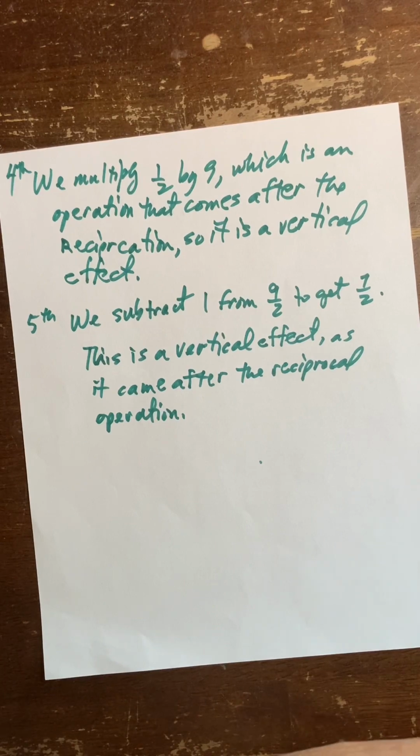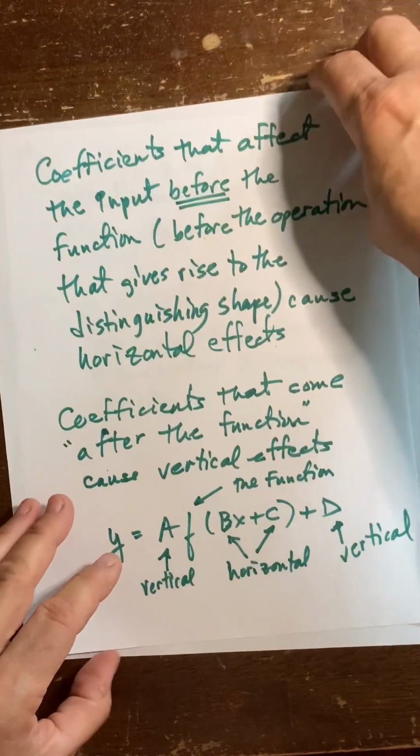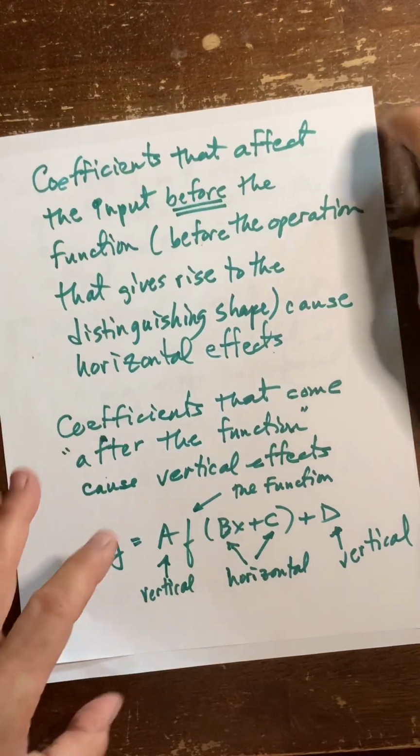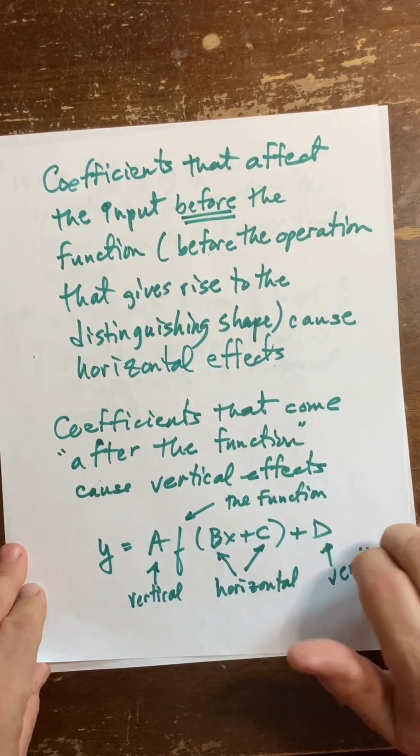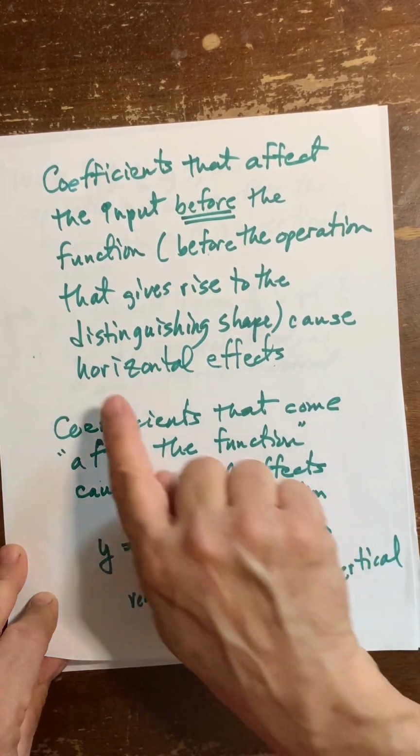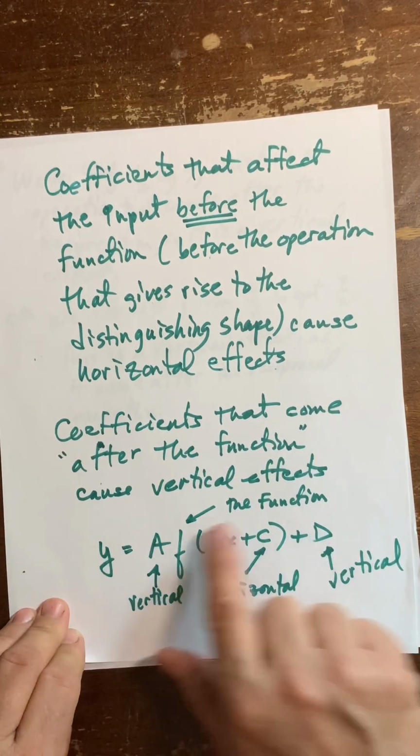And the basic recap is right here. Coefficients that affect the input before the function, right, before the operation that gives rise to the distinguishing shape of the graph, those cause horizontal effects, and coefficients that come after the function cause vertical effects.